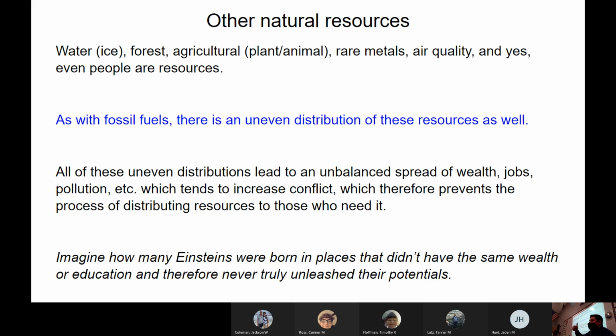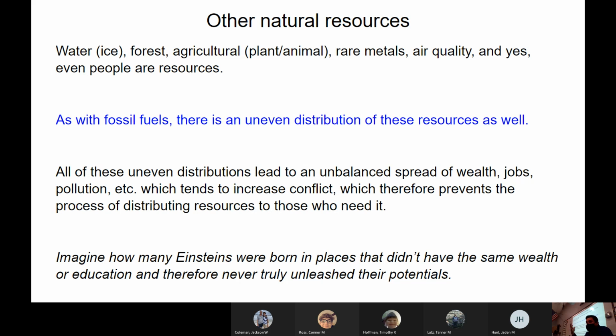Forest, lumber, timber, wood, that's a natural resource. Agriculture, land to plant, land for the farm, plant and animal agriculture. Rare metals, that's a natural resource. Air is a natural resource, so having clean air is important for health. And yes, even people are natural resources. Not only can we do things, build things and be a labor force, but we can also be an intellectual resource. We can solve problems together.